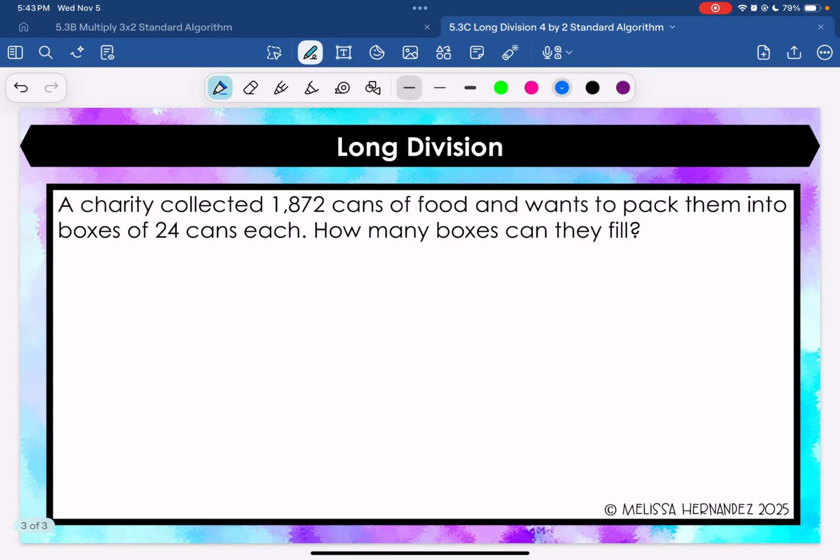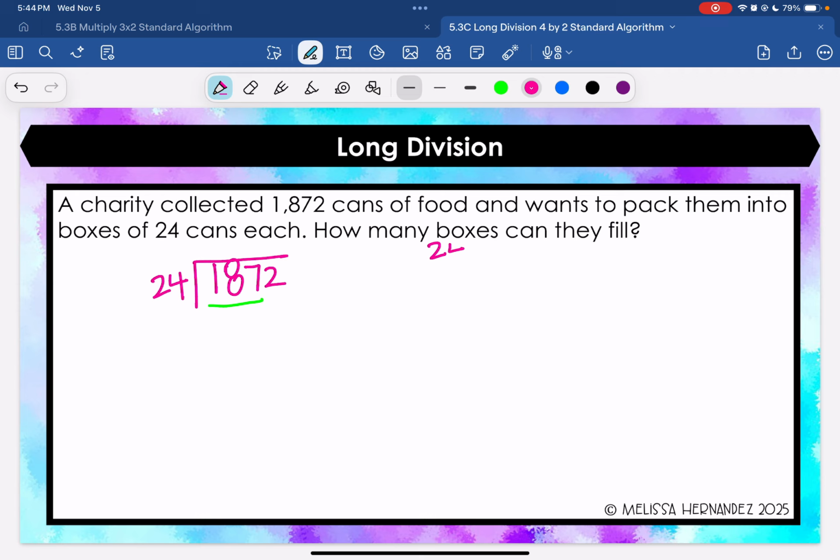It says a charity collected 1,872 cans of food and wants to pack them into 24 cans each. So your total is 1,872. You'll divide that by 24. What you're going to do is just look at the first numbers that we need. 24 doesn't go into 1. It doesn't go into 18, but it will go into 187. So all you want to figure out is how many 24s go into 187.